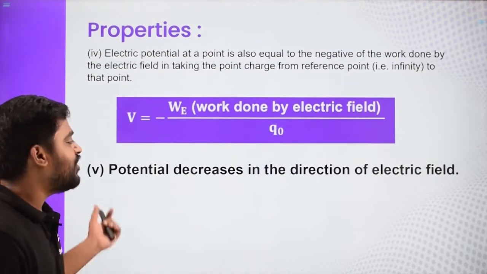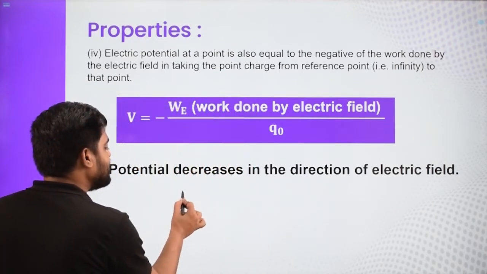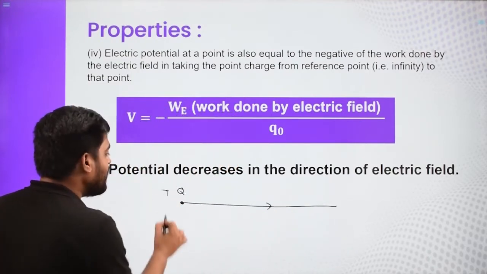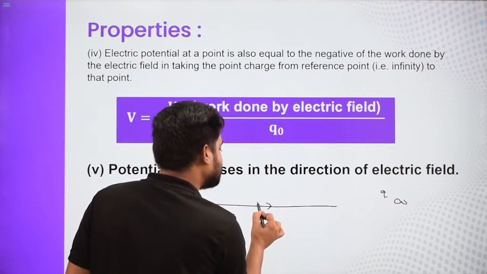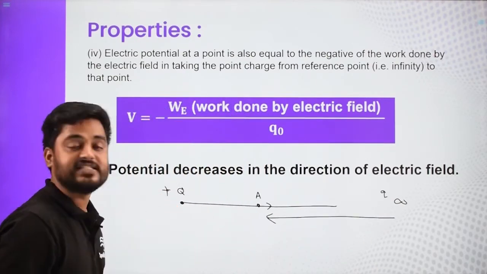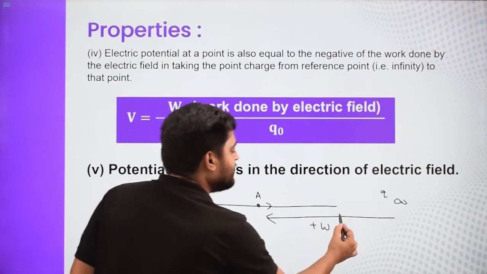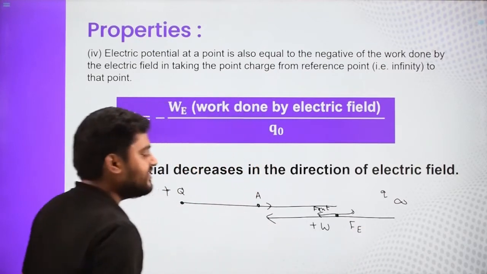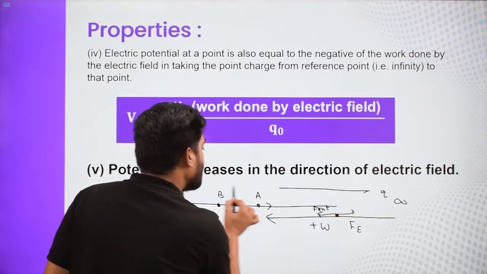Now the next property is potential decreases in the direction of electric field. See, let us say that this is a point charge capital Q. The electric field lines are going away from it because this is positively charged. Now, if I have to bring another charge from here all the way up to this point A, then I will do some work against that electric field which this Q charge is producing. So I will do some positive work because I am applying my force, this F external, against the force of the electric field. And if I have to bring it all the way up to here, then I have to do more work.